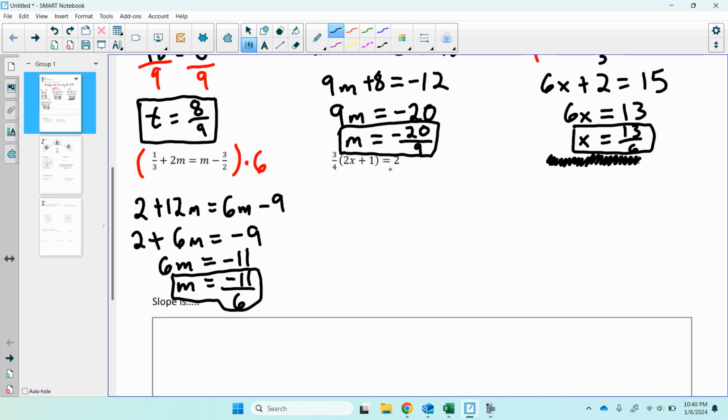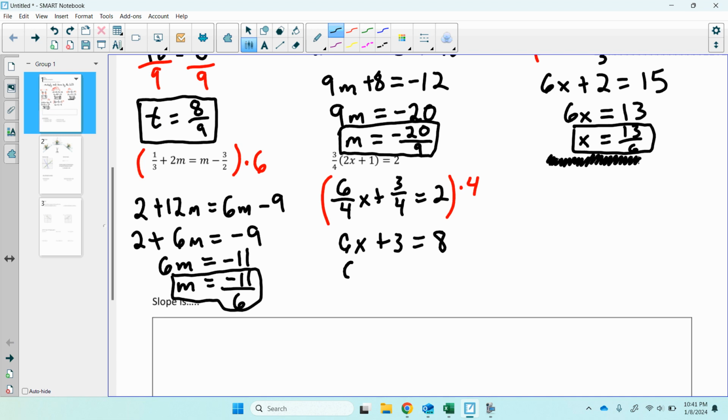And lastly, it looks like we've got some more distributive property to take care of first. Now there are 2 different denominators, but they're the same number. So they're both 4, which means I can take care of clearing these fractions by multiplying the entire equation by 4. It will clear both of them. So this becomes 6x plus 3 equals 8. I'll subtract 3 from both sides and divide by 6.